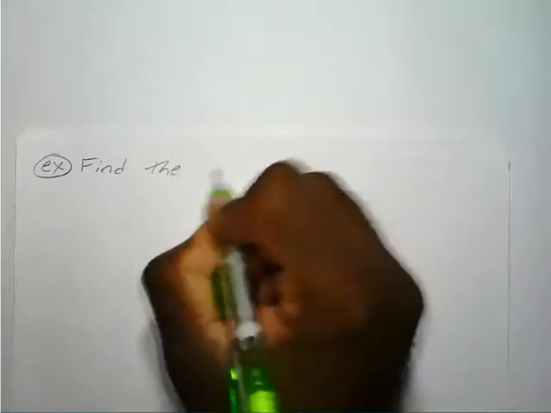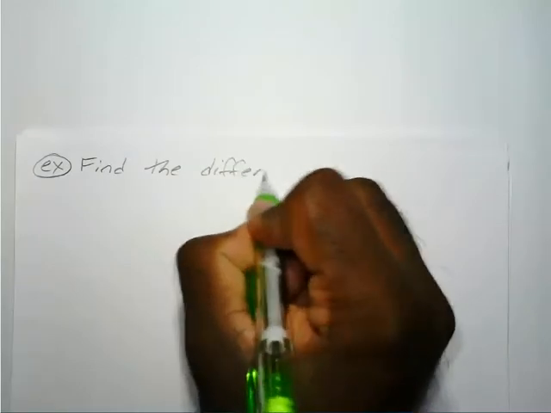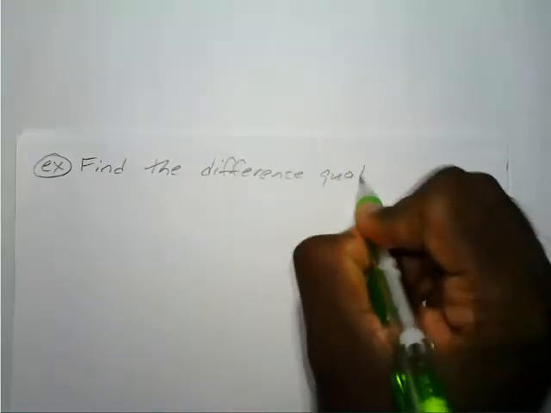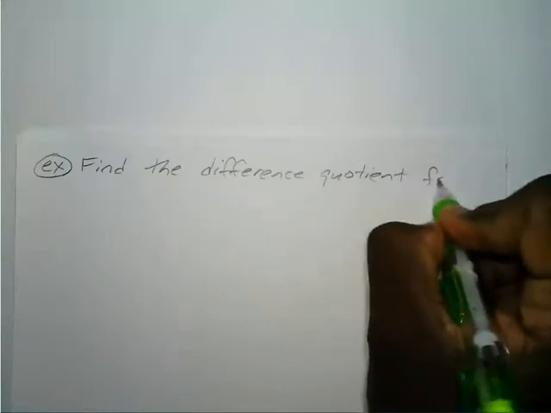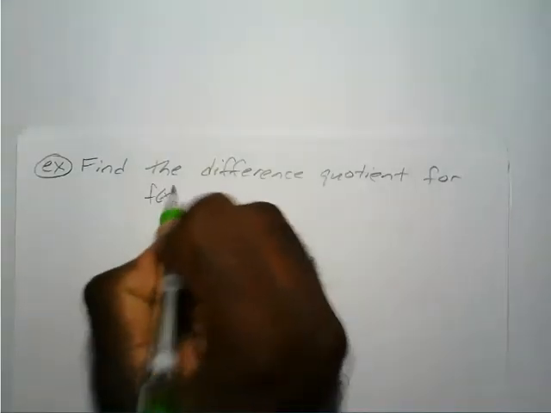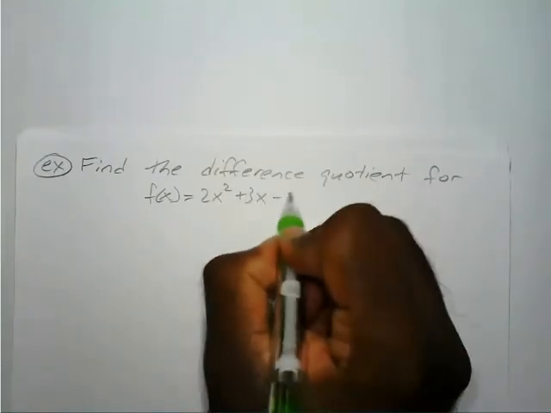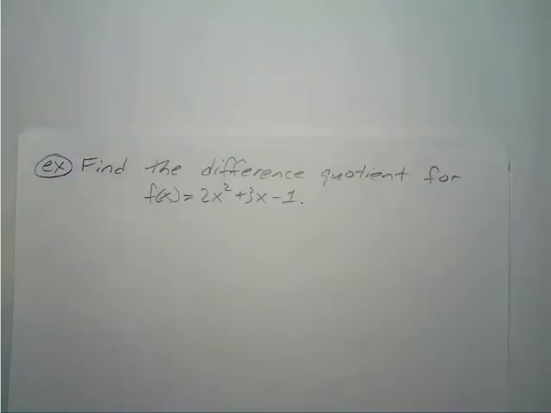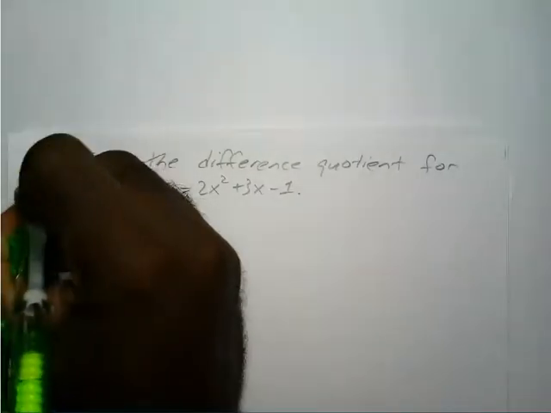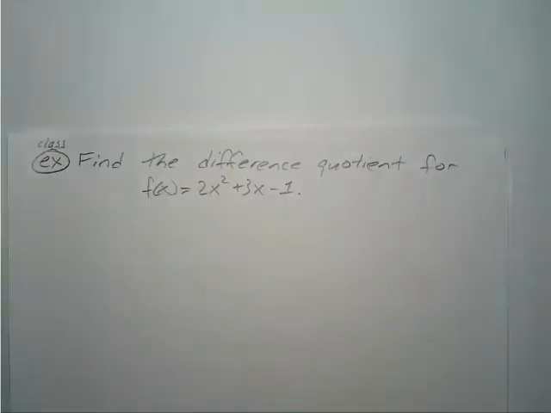Okay, so let's say, for example, we want to find the difference quotient for f of x is equal to 2x squared plus 3x minus 1. Alright, so what I want you to do is go ahead and press pause and try to find this difference quotient on your own.